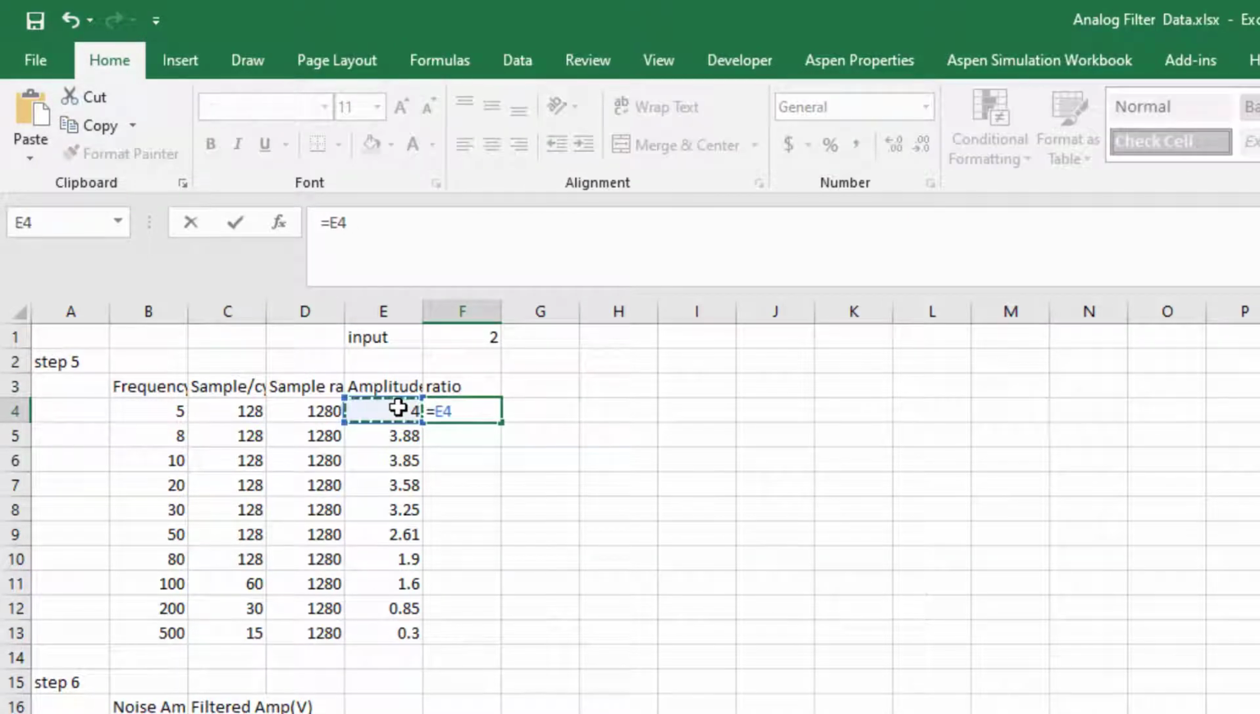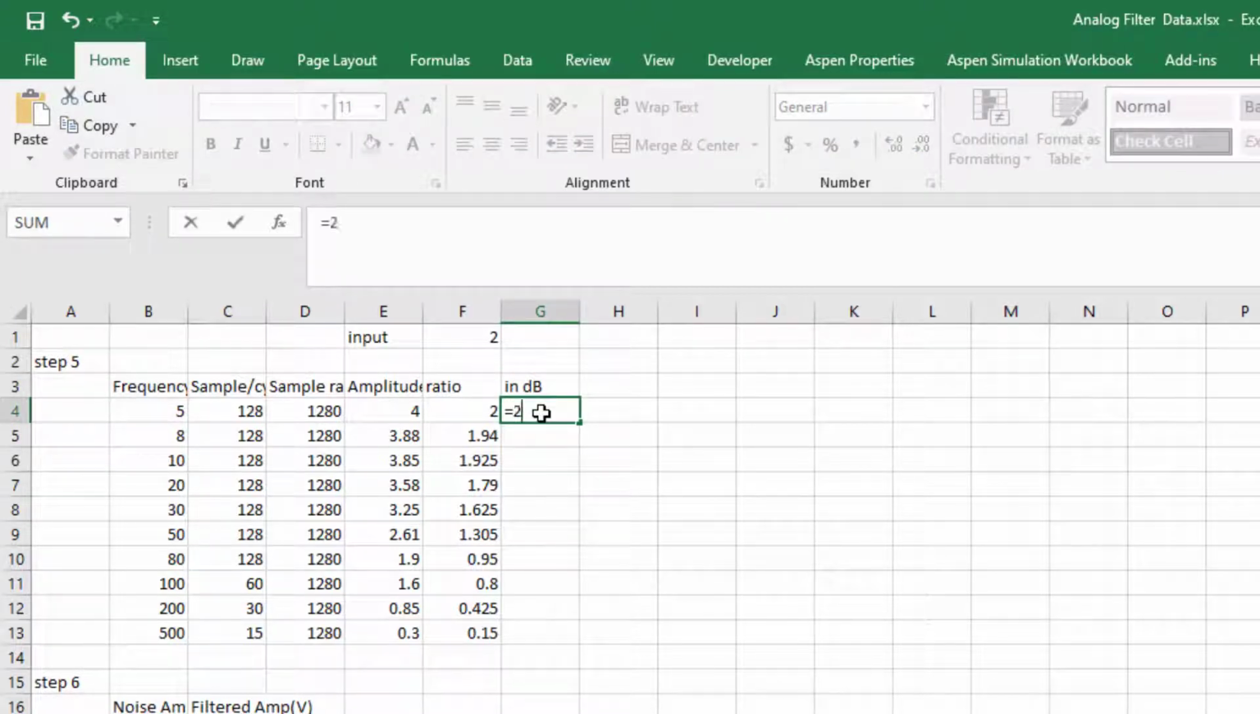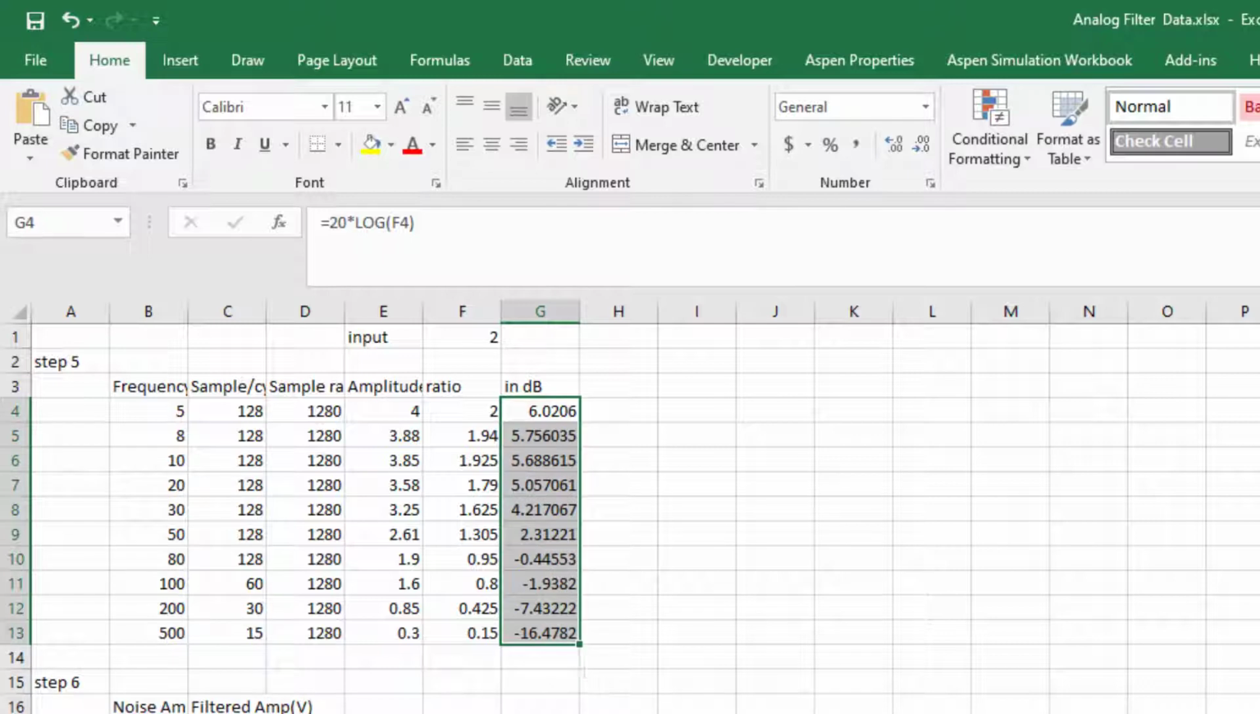It's going to be equal to output divided by the input. And this has to be a constant, so press F4 on your keyboard to make it a constant. And then copy down this formula. So this is the ratio. Now you want the same ratio in the dB scale. You can get that by saying equal to 20 times log of the ratio. And you have these numbers over here.